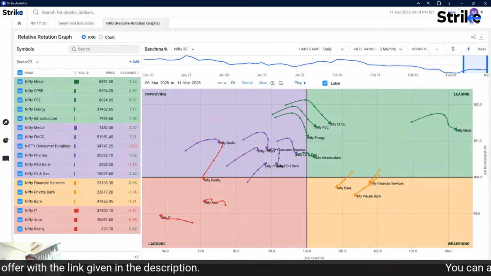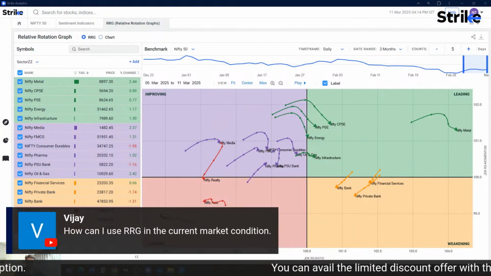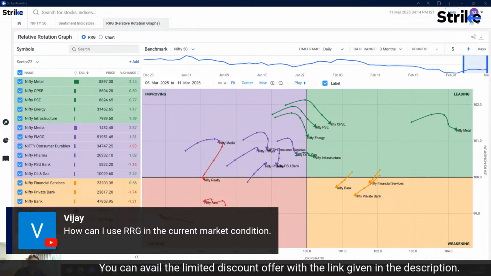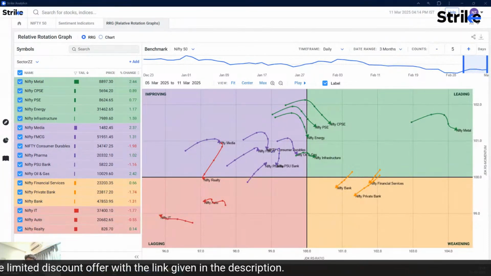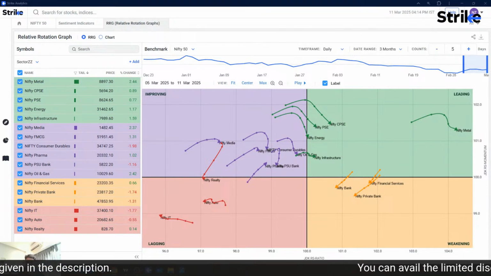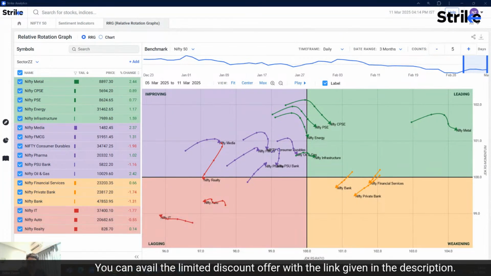All right, I have some questions over here. How can I use RRG in the current market condition? Vijay bhai, this is exactly what I will be discussing. But first, let's understand how to use RRG. Okay. Then we have another question. Does the benchmark index mean Nifty 50 or the sector specific? Okay, great question.